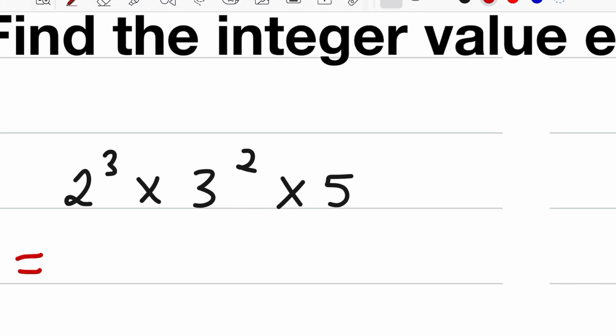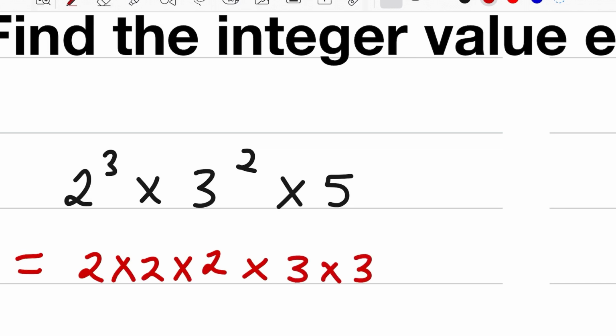First, we will look at 2 cubed, which is 2 multiplied by 2 multiplied by 2. And then we put our multiplication sign. 3 squared is now 3 multiplied by 3. And then we multiply by 5 finally. So 2 multiplied by 2 multiplied by 2 we know is 8. 3 multiplied by 3 we know is 9. So you can do this in pieces as well. And then we have multiplied by 5.